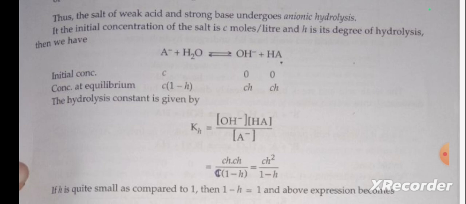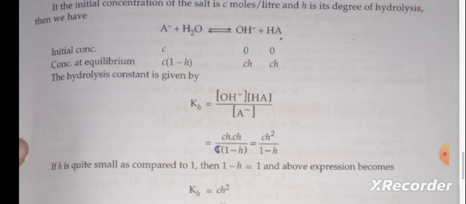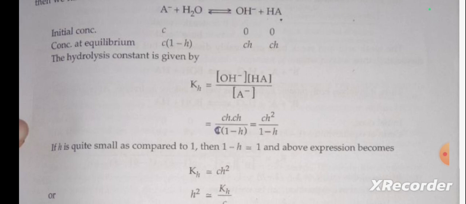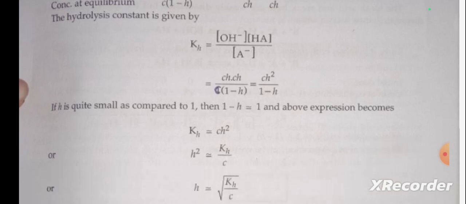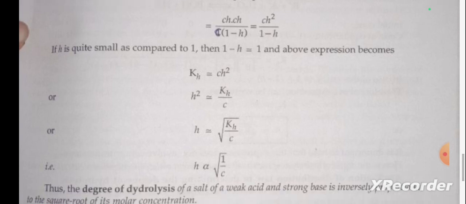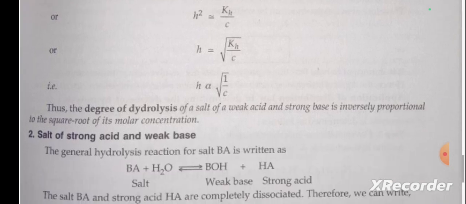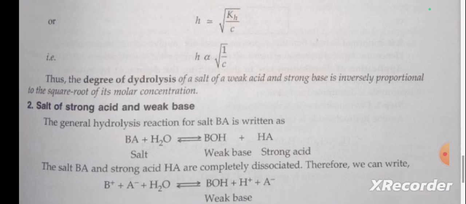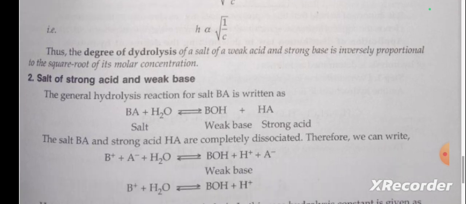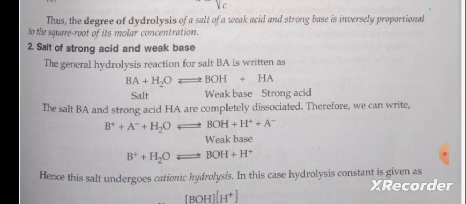If the initial concentration of salt is C moles per liter and h is the degree of hydrolysis, then we have A- + H2O gives OH- + HA, with concentrations C(1-h), Ch, Ch. The hydrolysis constant is given by Kh = [OH-][HA]/[A-] = Ch·Ch/C(1-h) = Ch²/(1-h). If h is quite small as compared to 1, then 1-h is equal to 1. The above expression becomes Kh = Ch², h² = Kh/C, h = √(Kh/C). The degree of hydrolysis of a salt of a weak acid and a strong base is inversely proportional to the square root of its concentration.